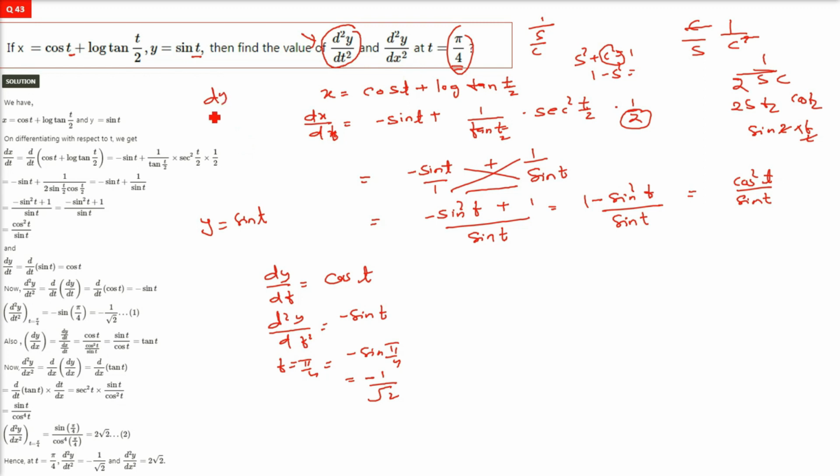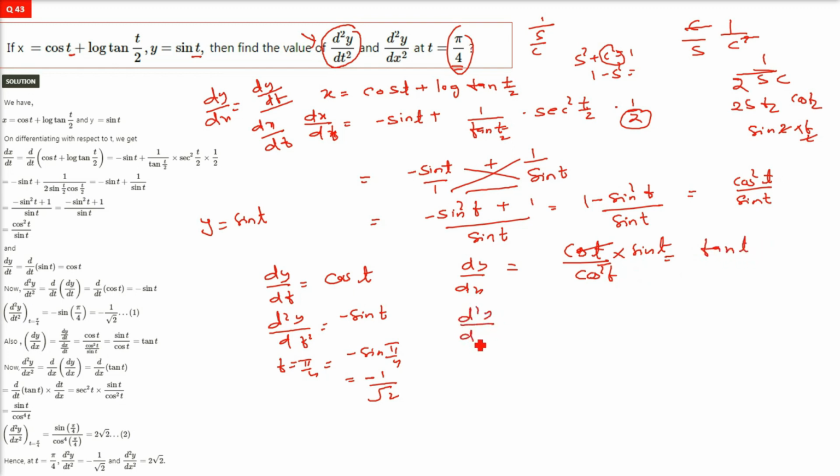Next one is d2y by dx2. In order to find it, we need to have dy by dx. dy by dx is nothing but dy by dt divided by dx by dt. dy by dt is what? We have already found it as cos t. So dy by dx is dy by dt divided by dx by dt. So we have cos t divided by cos square t by sin t, sin t goes up, so I am writing it in the numerator. One cos you can cancel, sin t by cos t is going to be tan t.